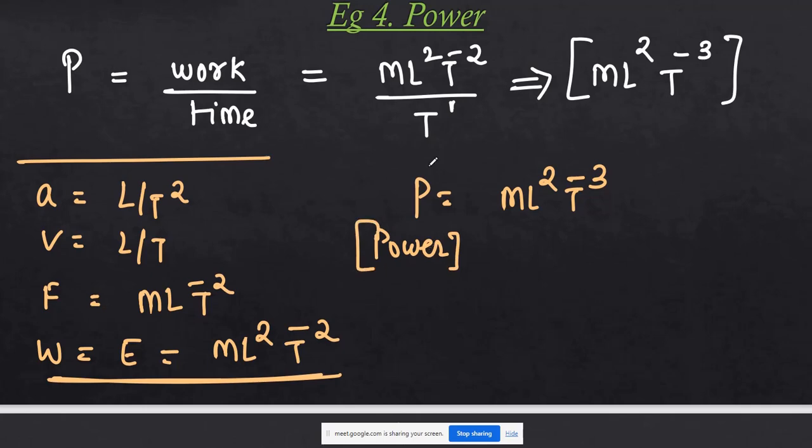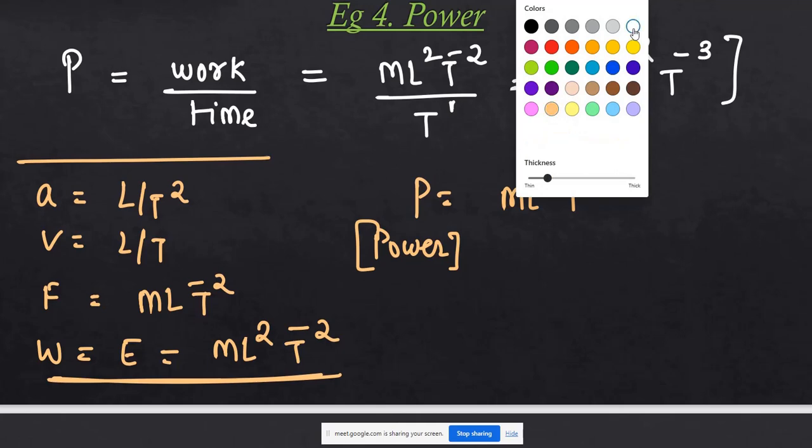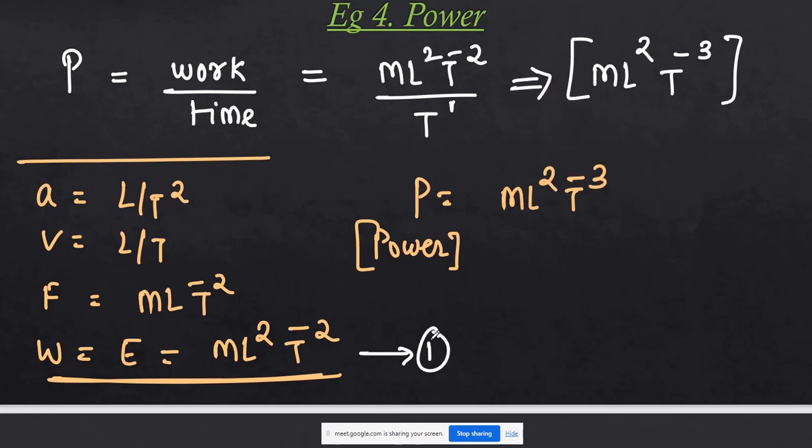Clear? Yes, ma'am. So remember this now. First remember the work formula, ML square T power minus 2. Same work formula, just keep only L, it becomes F. Same work formula, you just keep T power minus 3, it becomes power. Memorize these now, and if it is done, let me know.